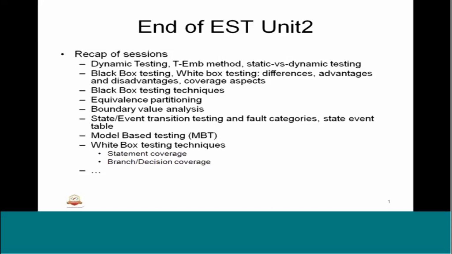In Unit 2, we studied dynamic testing, the PM method, static versus dynamic testing, and its differences. Then, as part of dynamic testing, we studied black box testing, white box testing, differences, advantages and disadvantages. Also we went through the coverage aspects. Then we discussed black box testing techniques: equivalence partitioning, boundary value analysis, then state transition or event transition testing and fault categories.